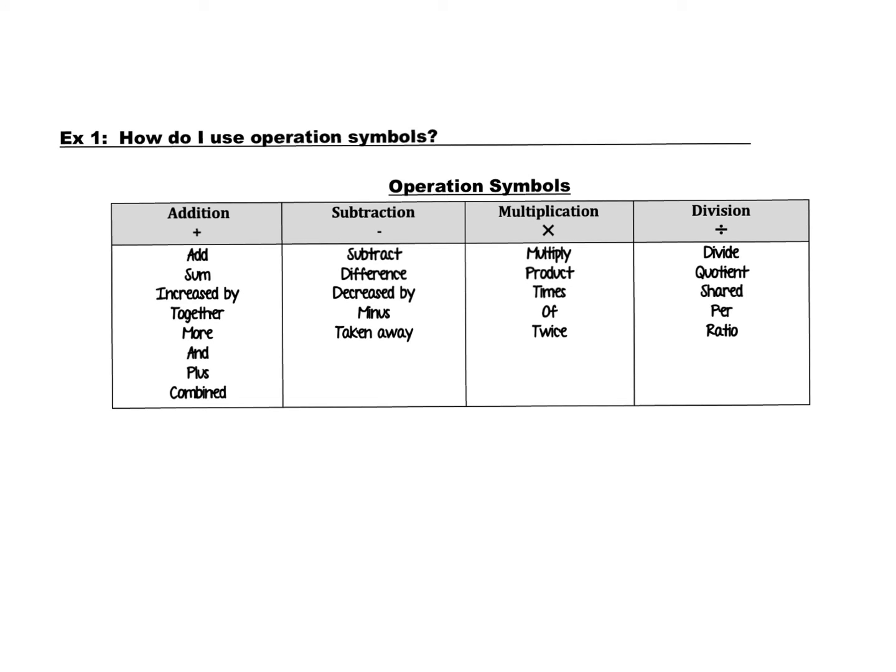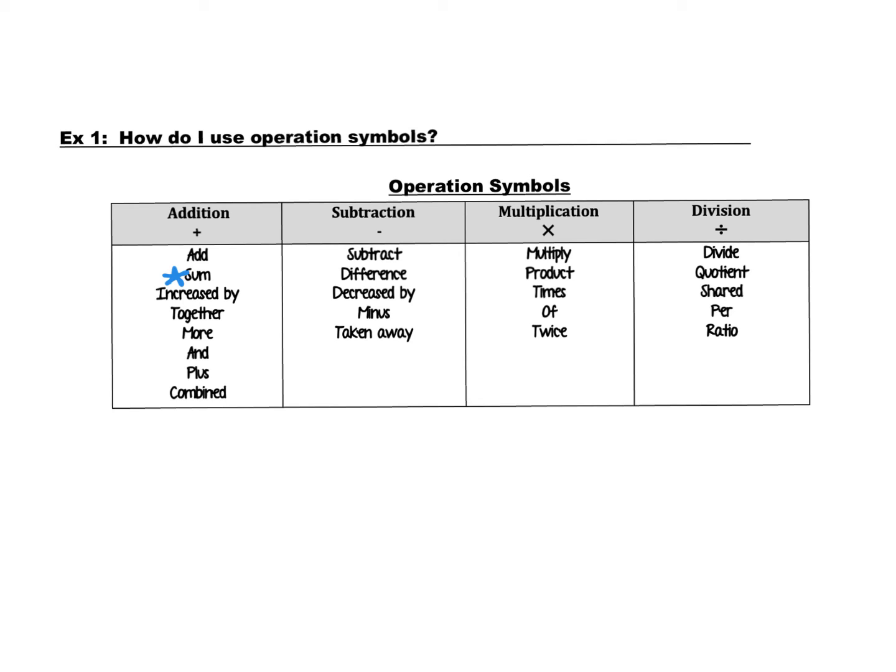All right, example number 1, how do I use the operation symbols? Well, for addition, we've got all these words, and there's more than that. This is just a limited list of words that you could see for using addition. You could have add, sum, increase by, together, more, and, plus, and combined. The one I really want you to star here is this word sum, because that means an answer to an addition problem.